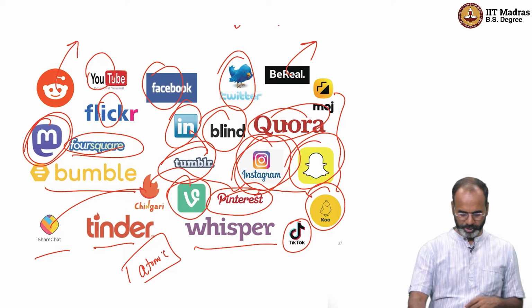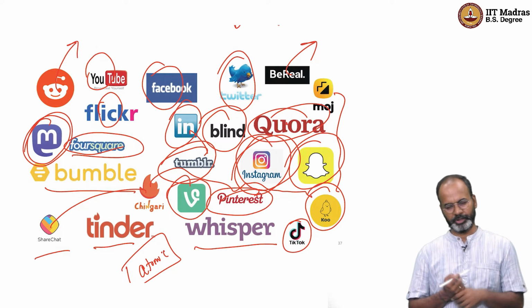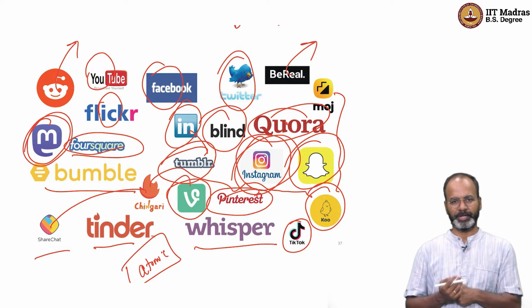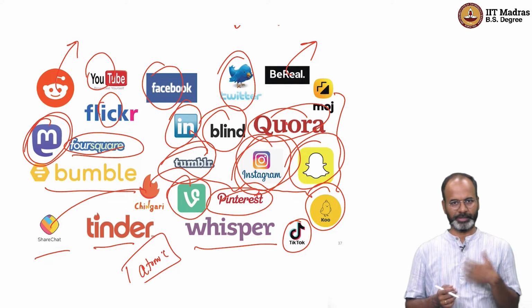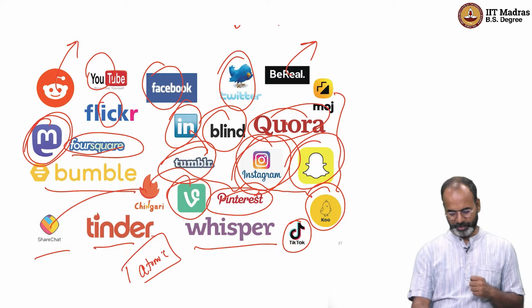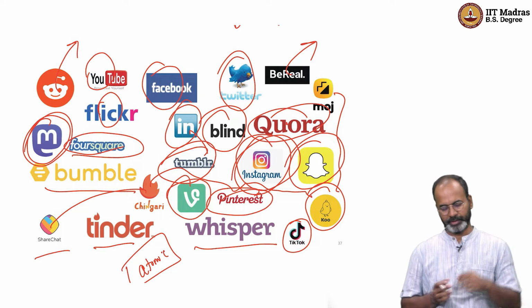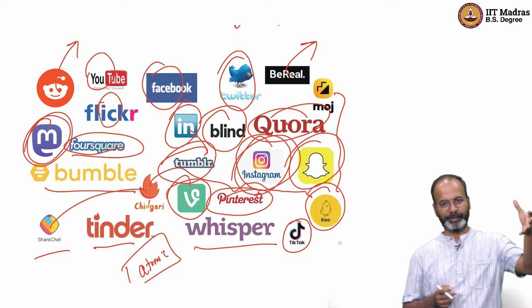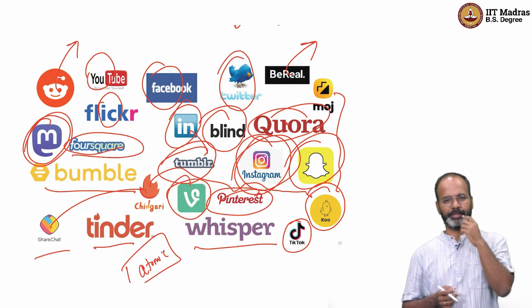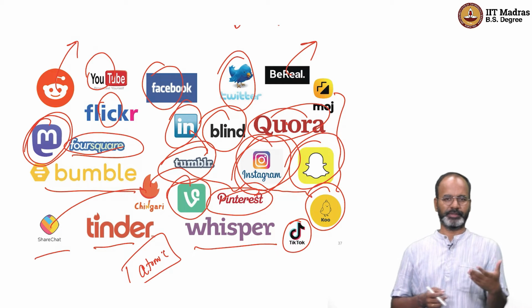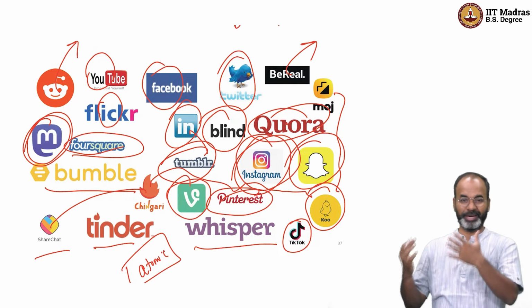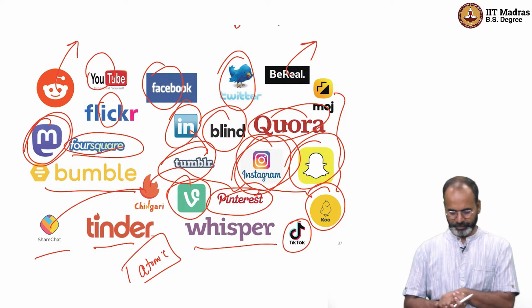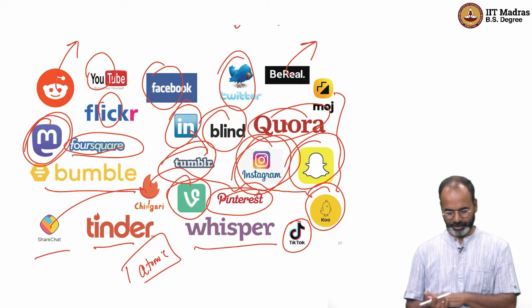So Vine used to be a short video platform where you could take a really short video and post it. That was Vine. Pinterest again is a platform like Flickr, which is based on images, like Insta also, but it has this idea of a whiteboard, all that. I think I covered all the platforms that are mentioned here.